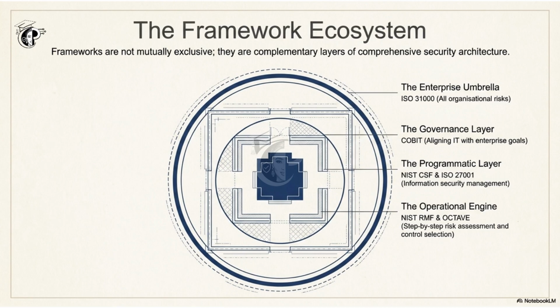Now we're going to move on to the framework ecosystem. So you have the enterprise, which is the umbrella, covering all kinds of organizational risk, and then you have the governance layer. You have the programmatic layer, as well as the operational engine. So for all of this, it's more like classifying those frameworks into several categories as to how they perform, or how they function.